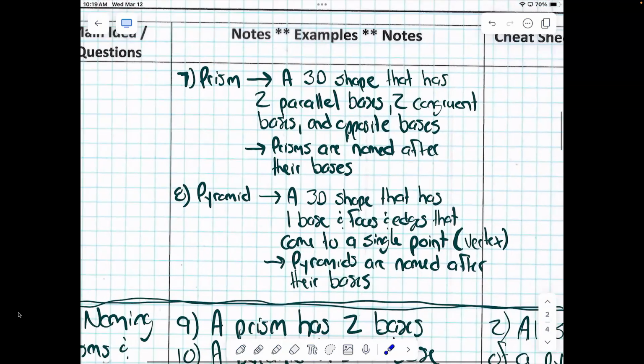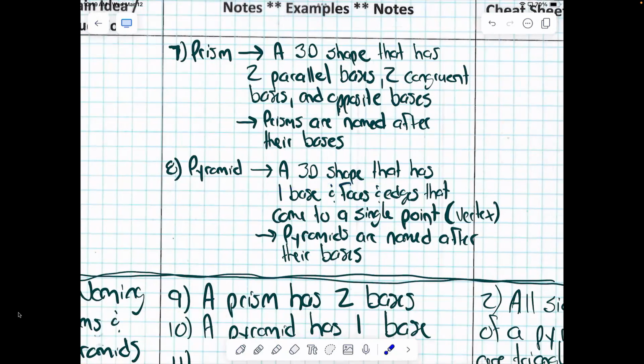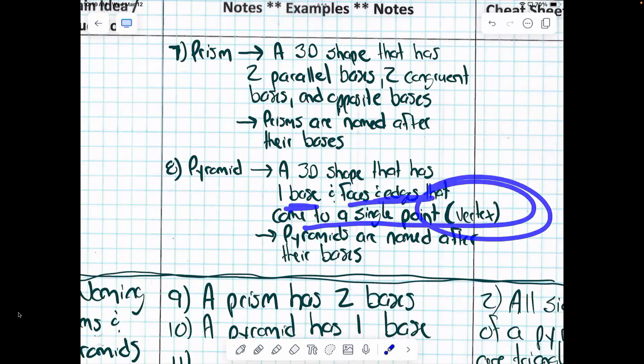All right, a prism. A prism is a 3D shape, yes, no? Yes. How many parallel bases does a prism have? 2. How many congruent bases does a prism have? 2. And what is true about the bases? They are opposite. Pyramid, 3D shape. How many bases does a pyramid have? 1. And the faces and edges all come to a single vertex, yes?